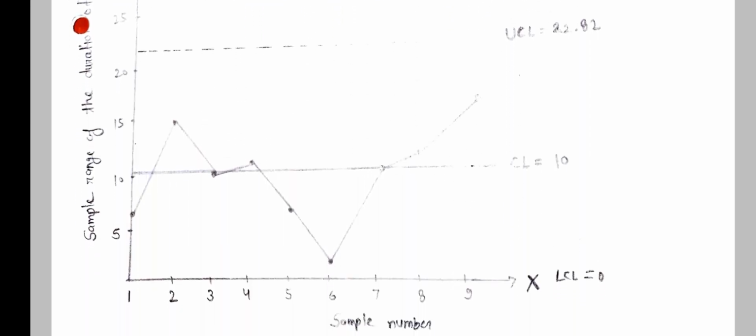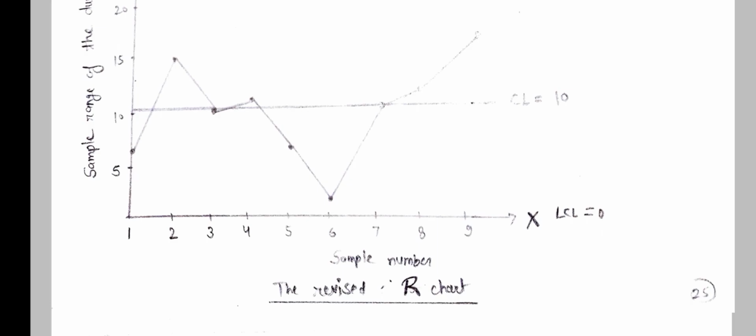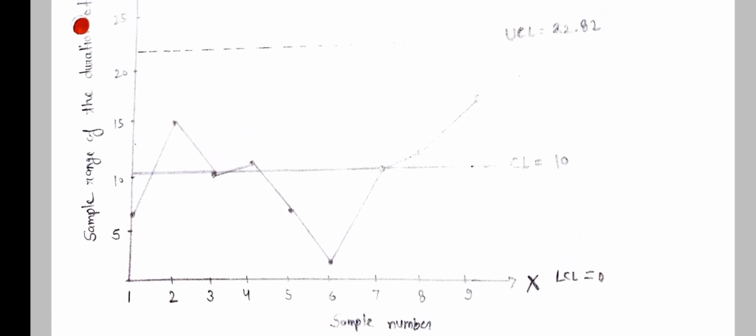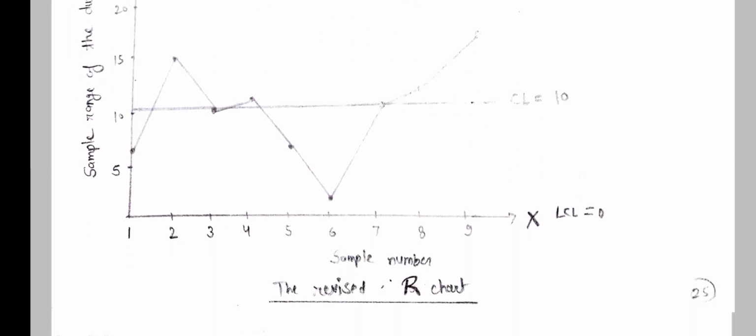Now we will again draw a graph of the new revised R chart. In this we can see that there is no point outside the control limits. So it means that our process is under statistical control with respect to process variability.